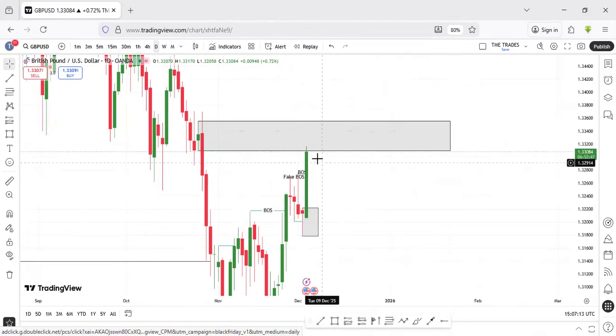Rather, I am looking for that reaction that will push the market to the lower side before I start looking for anything more buy to the upside, which is going to give us that higher low.